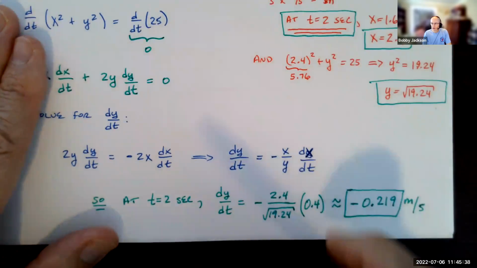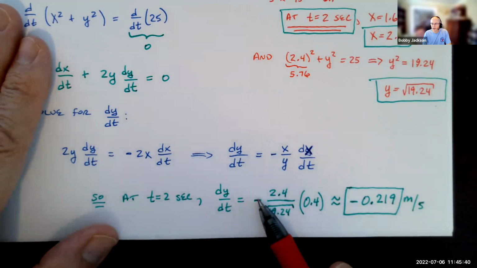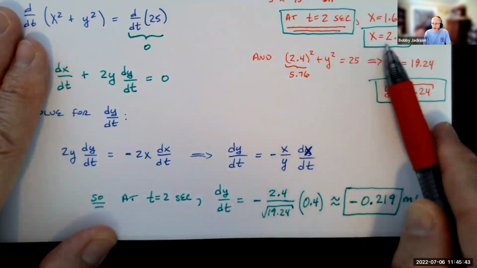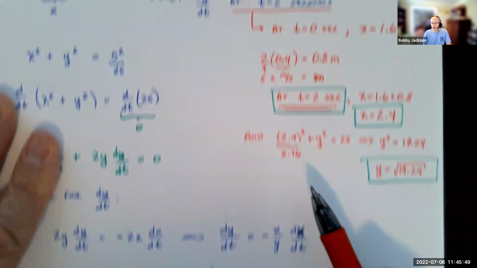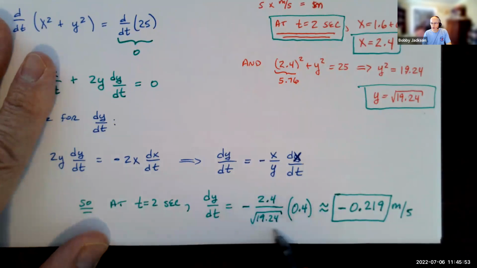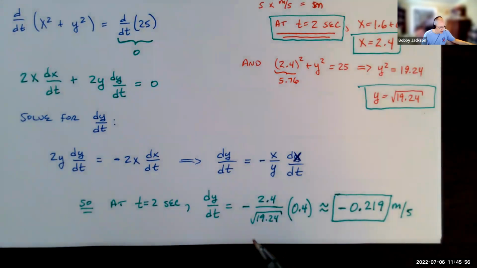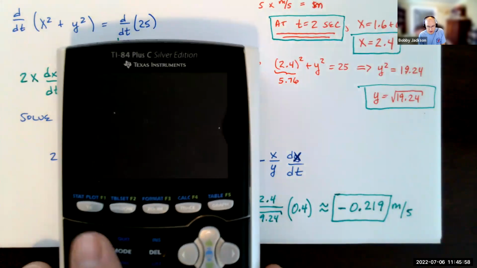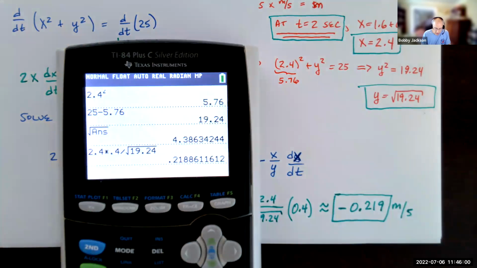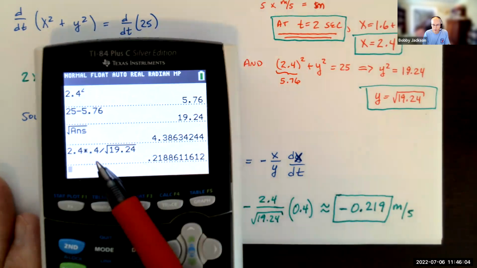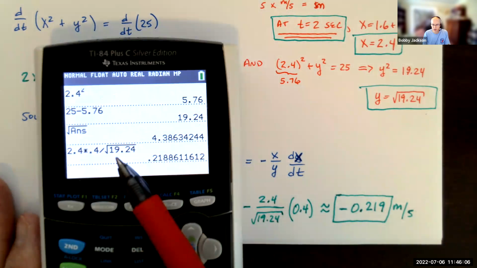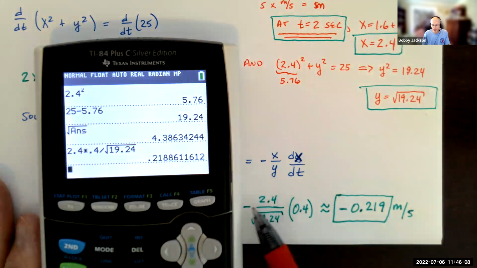Now I'm just going to plug in. dy/dt is negative x, and the value of x is 2.4, divided by y. The value of y was the square root of 19.24, times dx/dt, and remember that was 0.4 meters per second. If you use your calculator to carefully multiply that all out, and I've done that here just to show the proof, there's my 2.4 times 0.4 divided by the square root of 19.24. Of course, it's negative. Don't forget the negative sign.